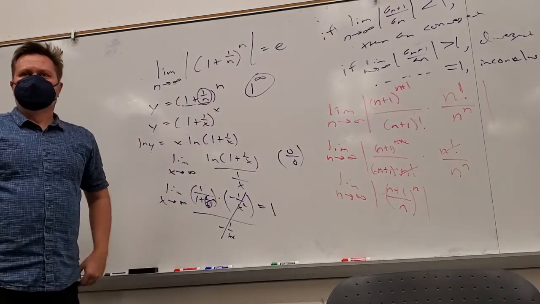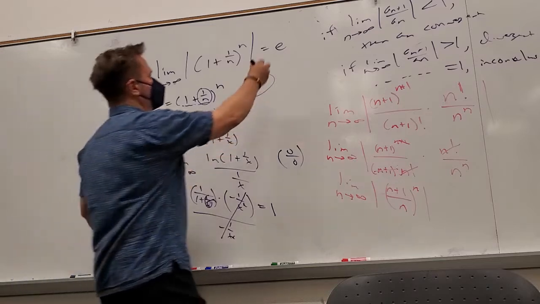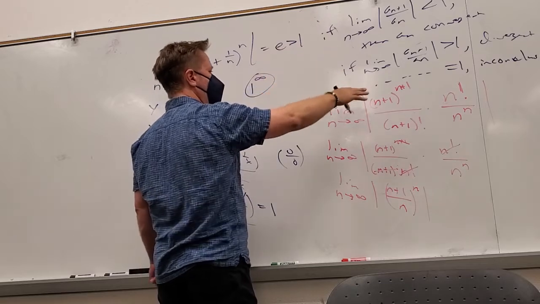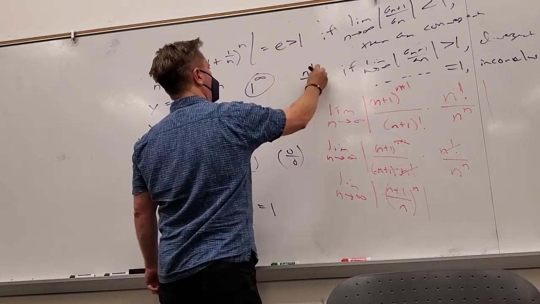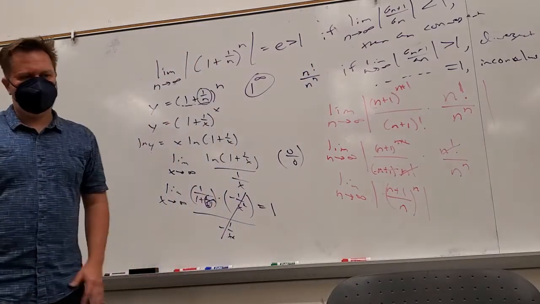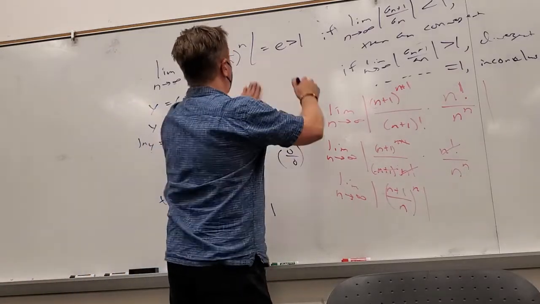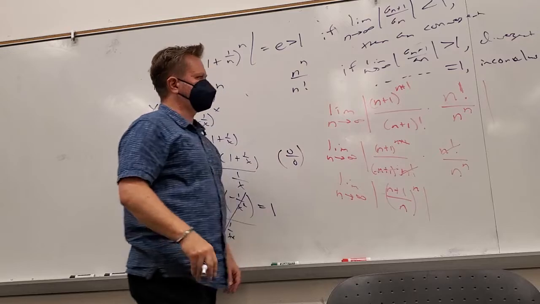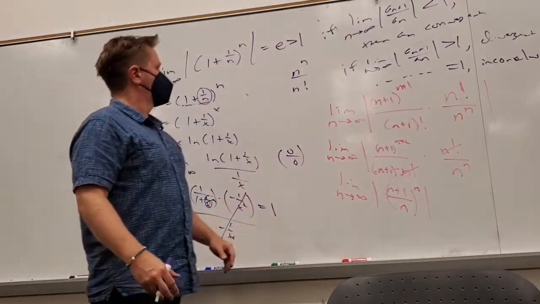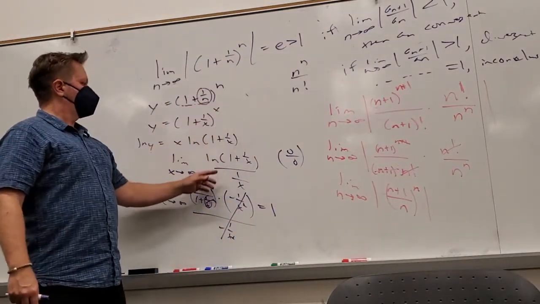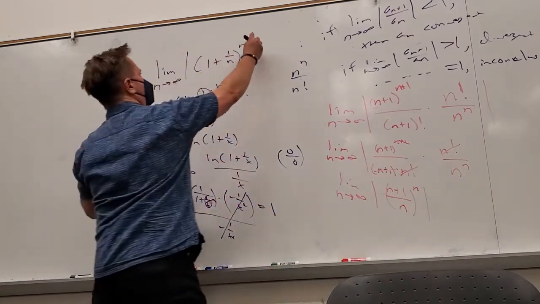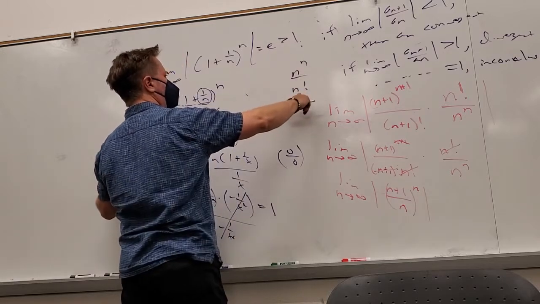So what does that mean? It's divergent, because e is greater than 1, correct? Where'd my original thing go? I erased it. So it was n factorial over that, right? Oh, it's the other way around. Yeah, this limit is e. That's greater than 1. Therefore, this series diverges.